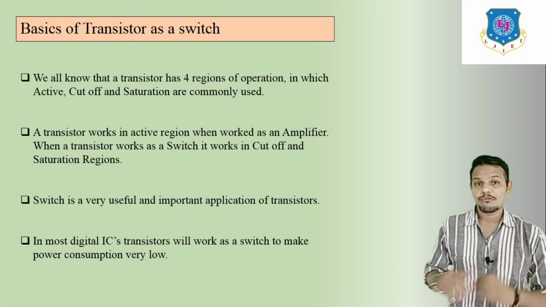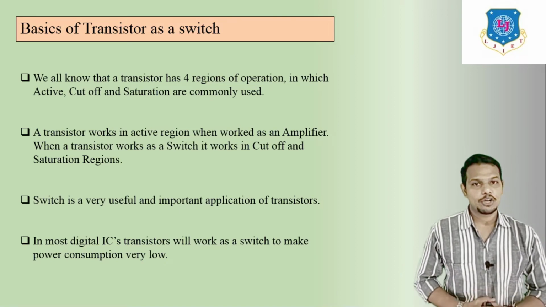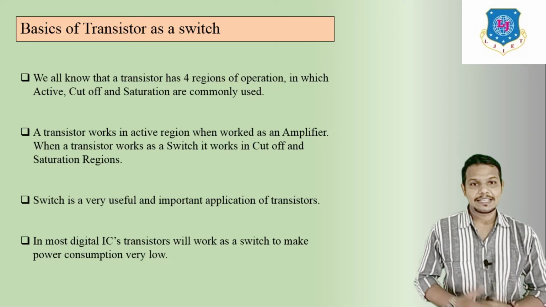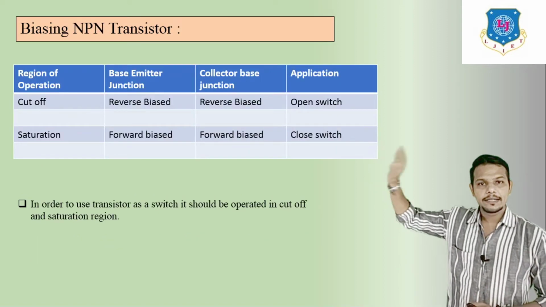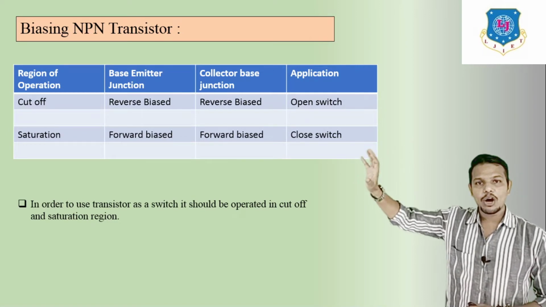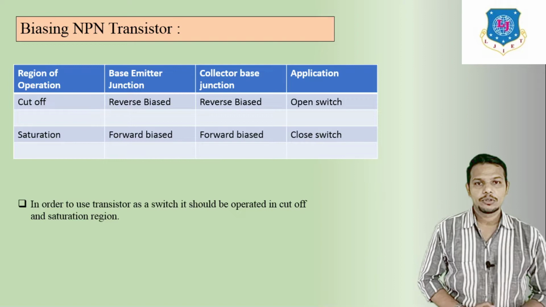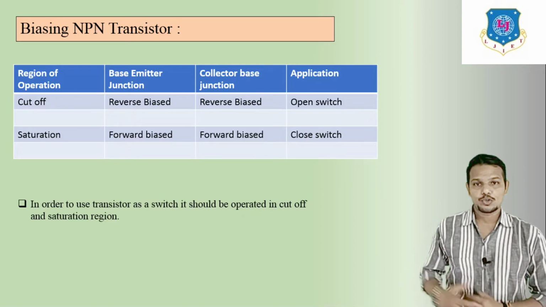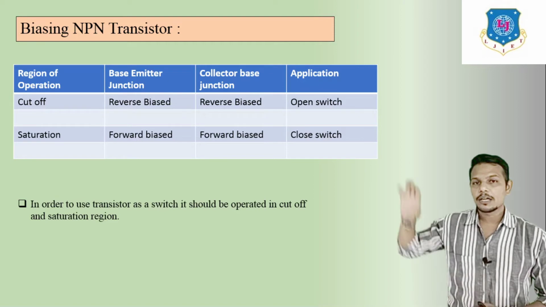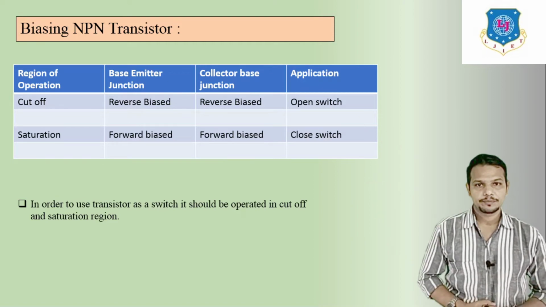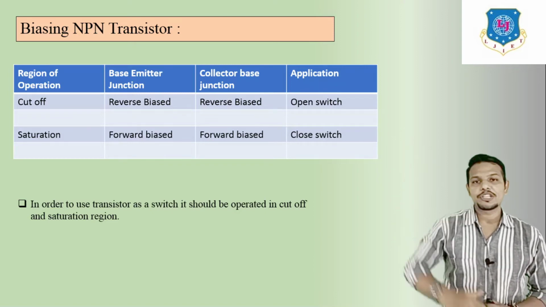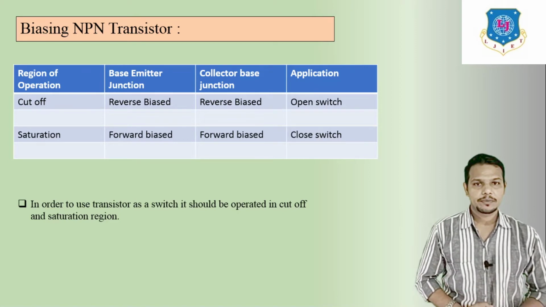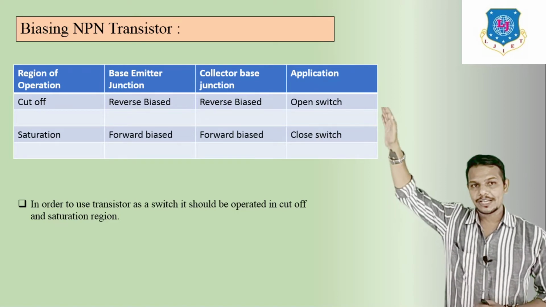So here the switch is a very useful and important application of transistors. In most digital ICs, transistors work as a switch to make power consumption very low. Here we can see the biasing of an NPN transistor. For transistor as a switch, the transistor should work in the cutoff region and saturation region. If the transistor is in the cutoff region, then the BE junction and CB junction are in reverse bias, and its application is an open switch, as we can see here.